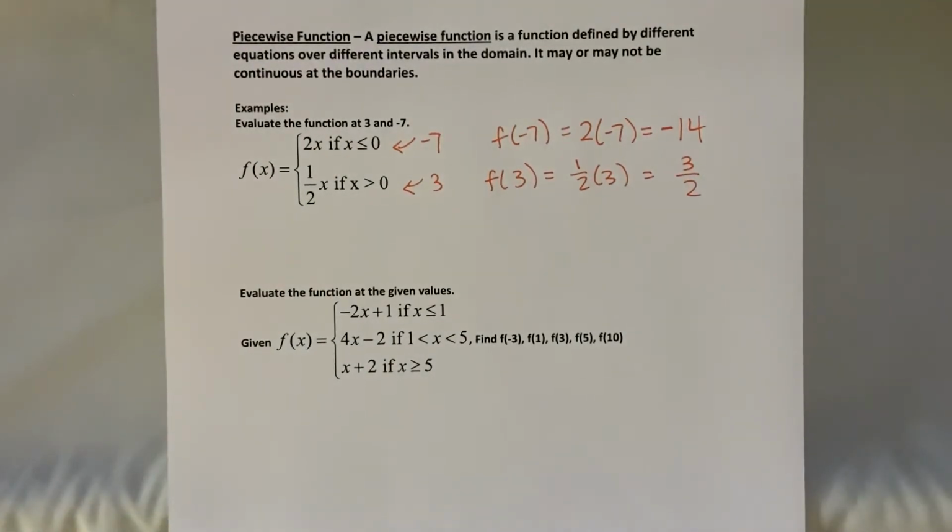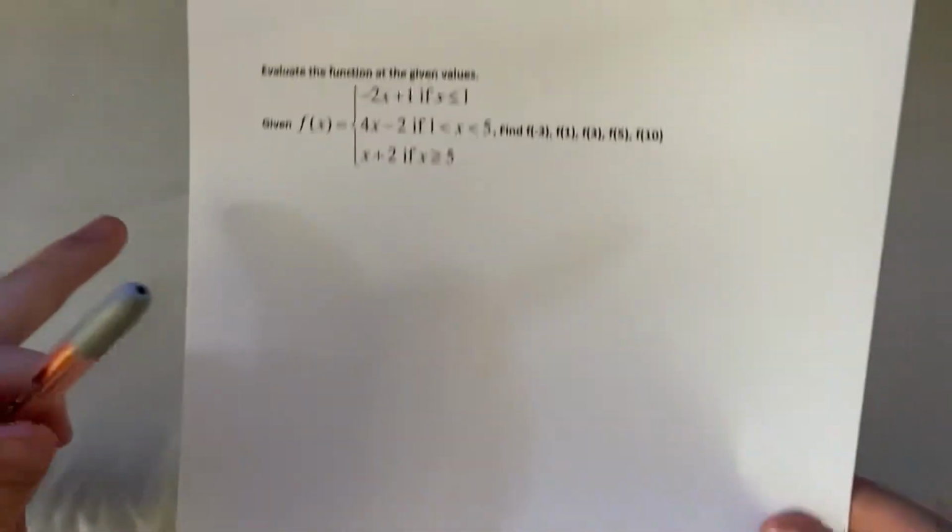So on a graph, this will look like different pieces of the graph. They'll be broken up at this 0 and do different things on either side. Let's just try again, evaluating functions.